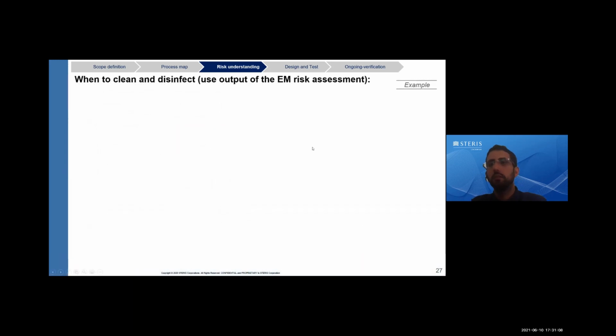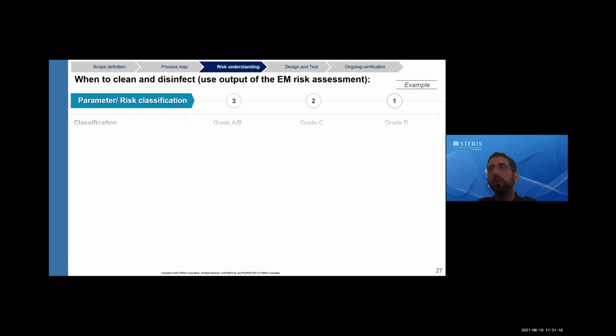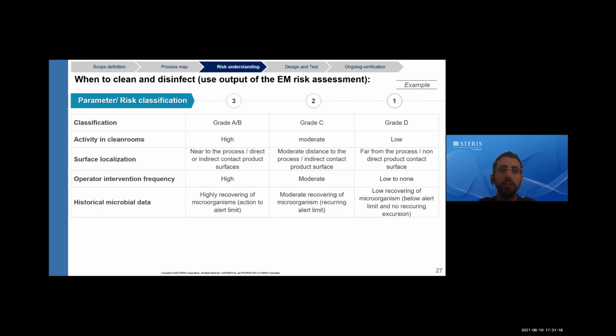So now is when to clean. How may I define the frequency of the cleaning? The majority of manufacturers, and we will see through the survey, look at it by the grade of the area. So the first look is at the classification area, grade A, grade C, grade D. The higher the classification, the more frequently you will be cleaning and using a higher type of disinfecting agent.